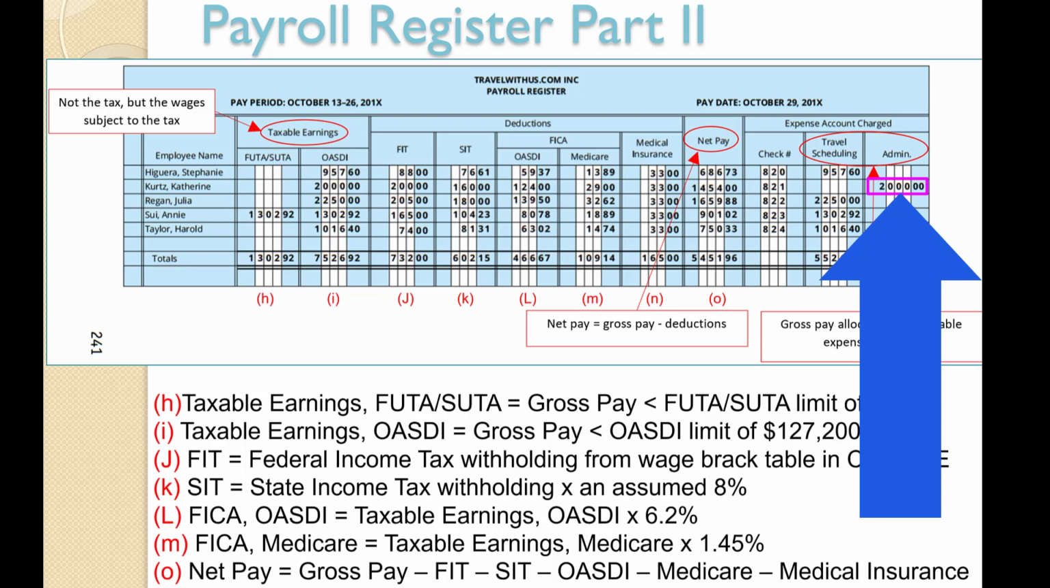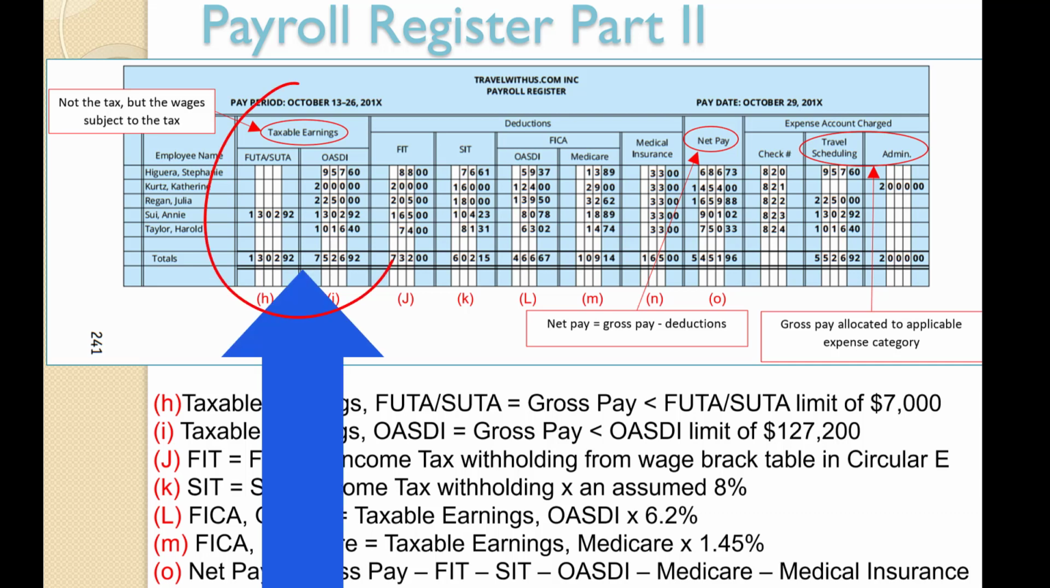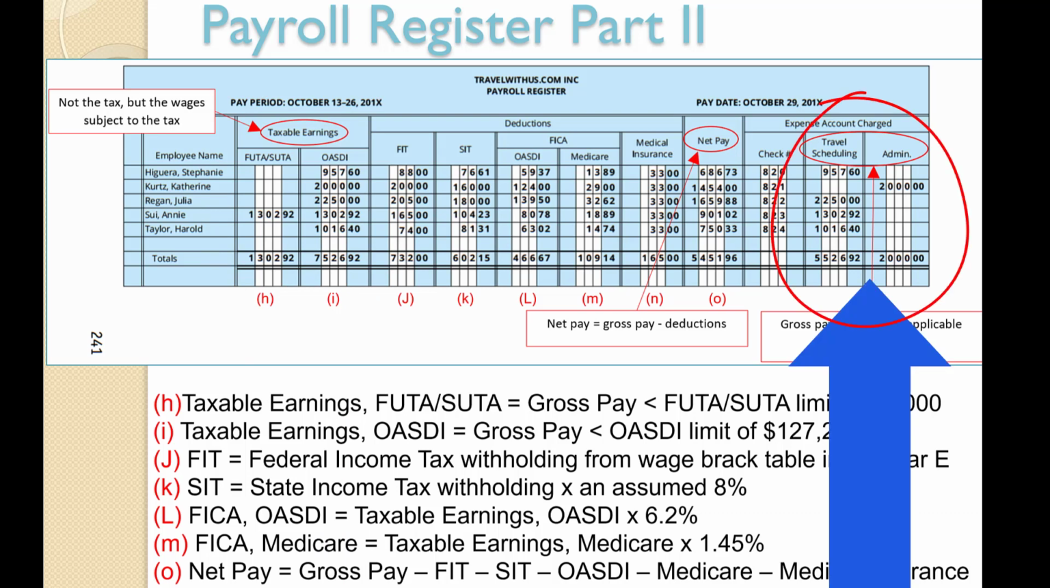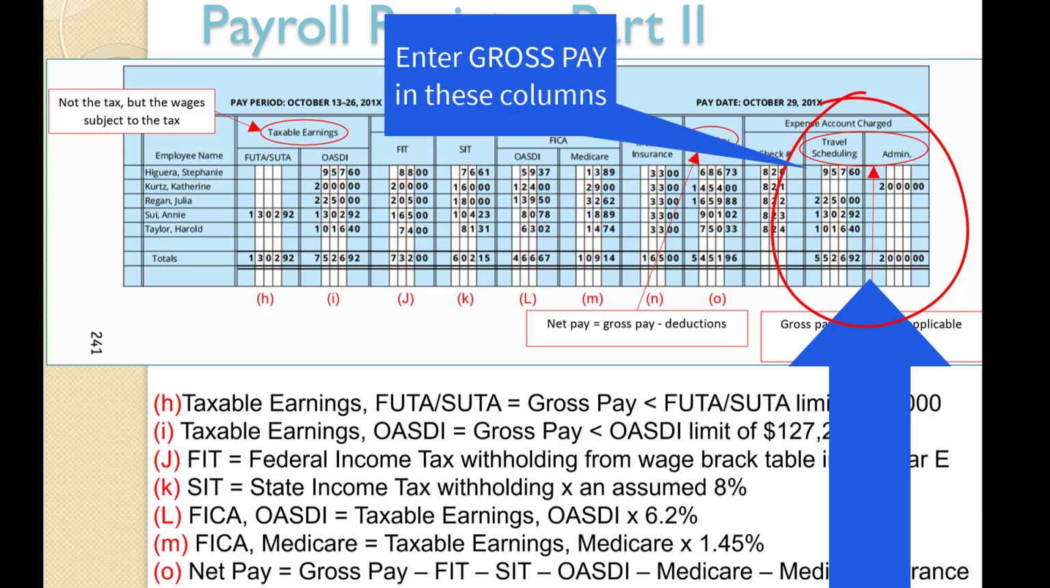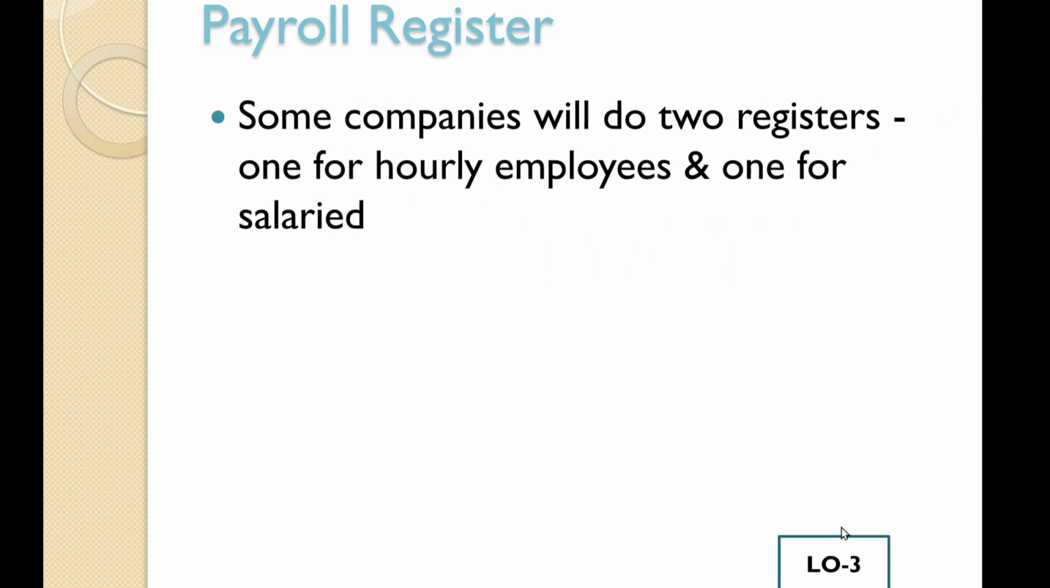So the payroll register is pretty straightforward. The only thing that students sometimes mess up is in the taxable earnings columns. Sometimes students try to put the tax in there instead of the taxable earnings. And then in the expense account charged columns, travel scheduling and administration, sometimes students accidentally put in the net pay, but we don't want the net pay. We want the gross pay to go in these columns. And then finally, some companies will do 2 payroll registers, one for hourly employees and one for salaried. The one that we just saw combines both hourly and salaried employees. And that's it.